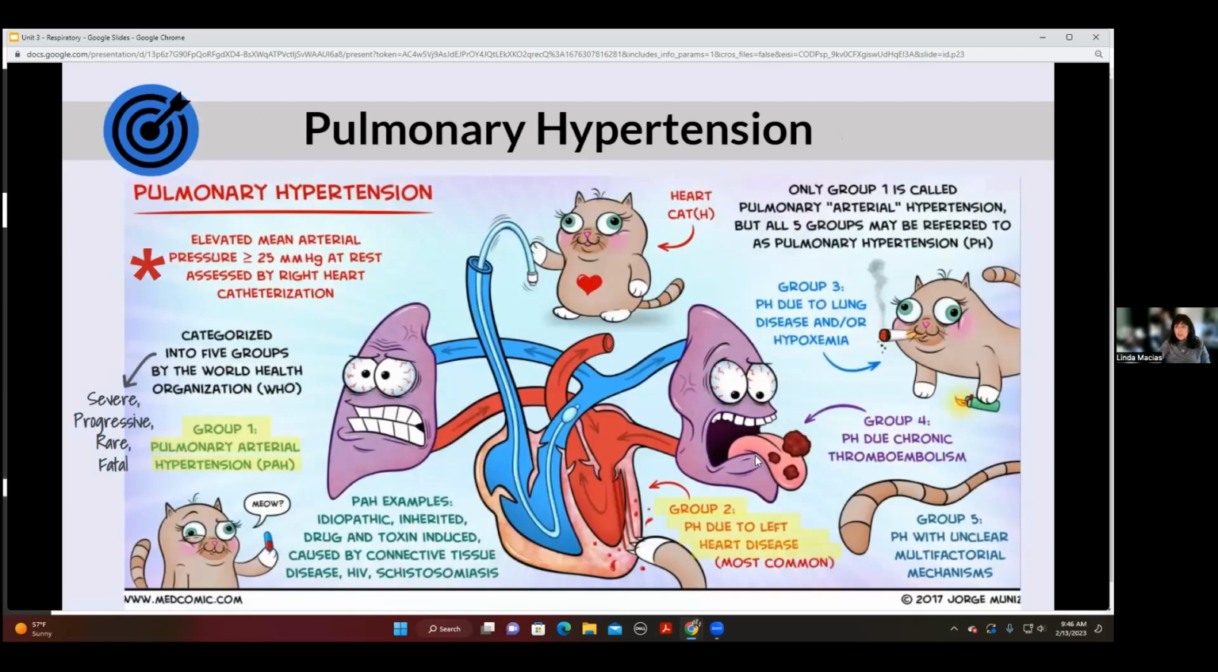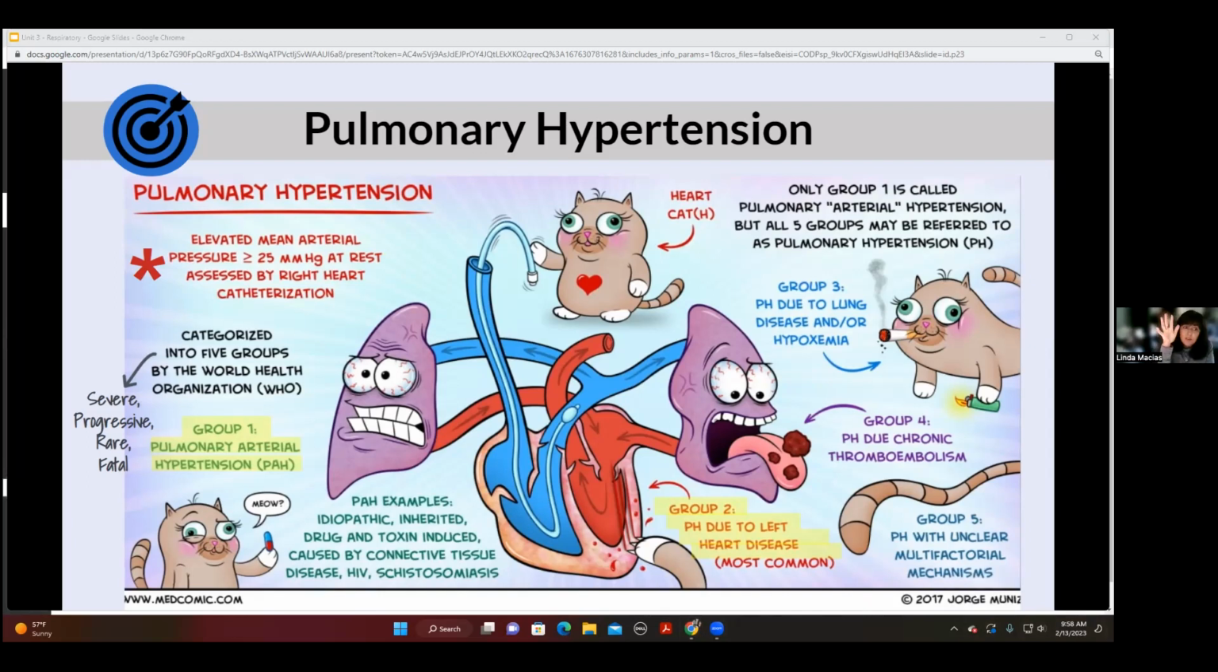Pulmonary hypertension is a scary one for sure. Elevated mean arterial pressure greater than or equal to 25 at rest, assessed by a right heart catheterization. They go to special labs. Okay. All right, you guys, please take 10. We'll come back to this. There's not much more, but we will come back to it.